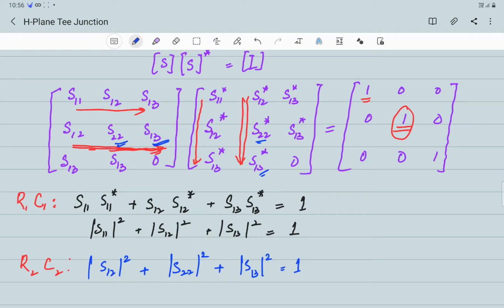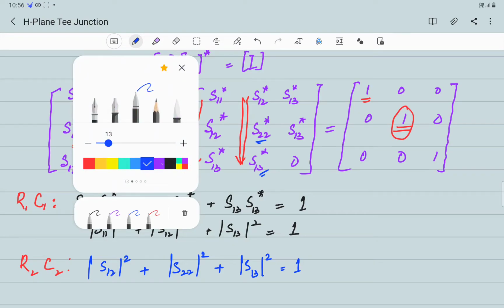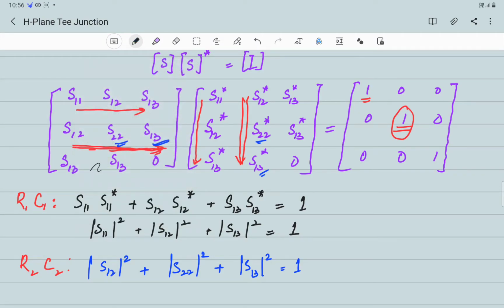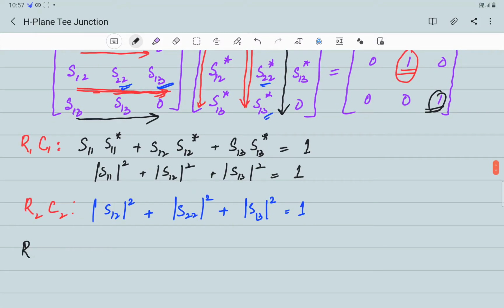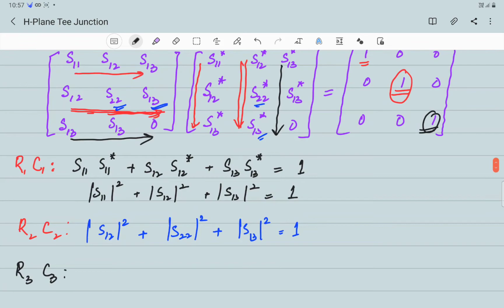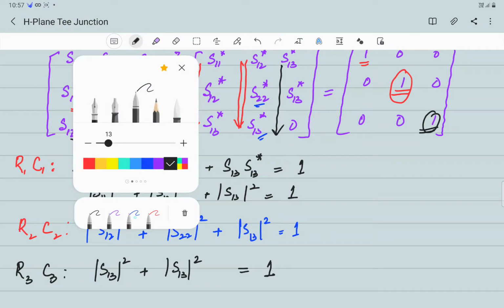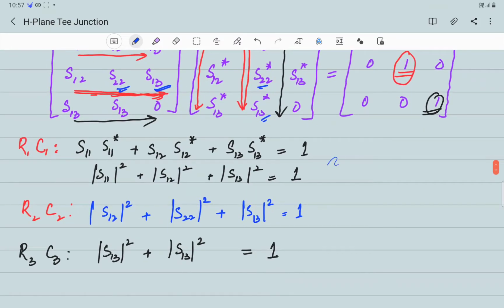Likewise, I can multiply row 3 by column 3. If I multiply this row 3 with column 3, I'll get this element. On multiplying row 3 with column 3, we get S13 into S13 star, which is |S13|^2, plus |S13|^2 plus 0, is equal to 1. So we have these equations. We have equation 1 here.